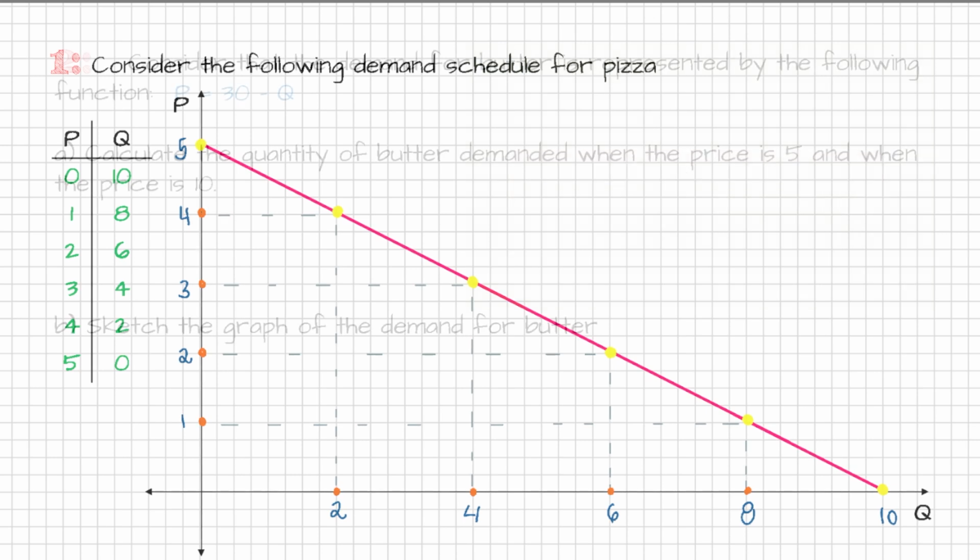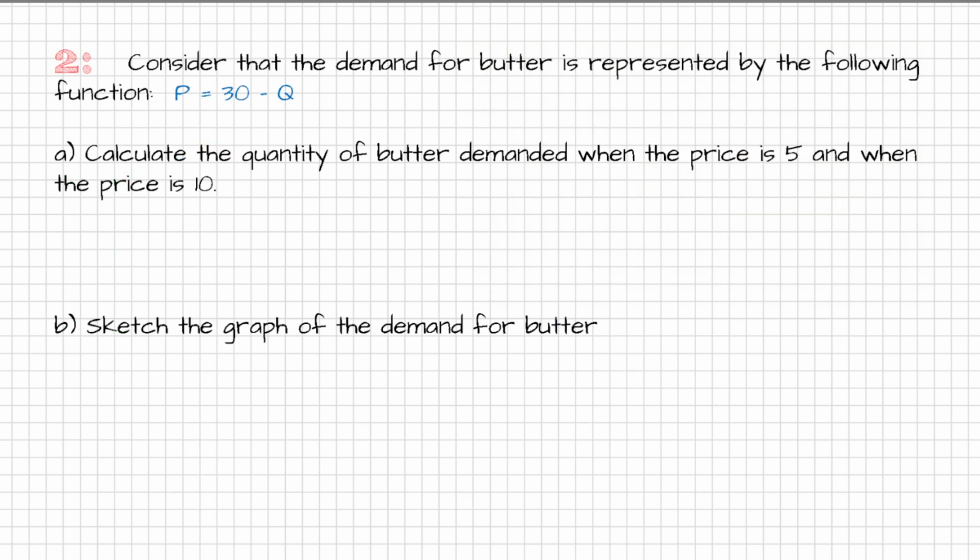Consider that the demand for butter is represented by the following function. P equals 30 minus Q. A. Calculate the quantity of butter demanded when the price is 5 and when the price is 10. B. Sketch the graph of the demand for butter. Let's start with Part A.